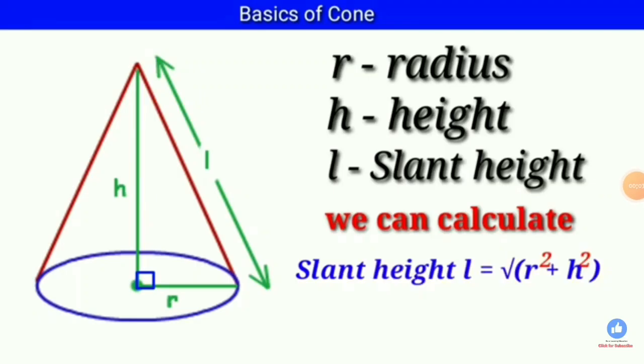H is the height of the cone, R is the radius of the base of the cone, and L is the slant height of the cone. Since they form a right angle triangle, we can apply Pythagoras theorem. So we get L square is equal to R square plus H square, or L comes out to be under root R square plus H square.